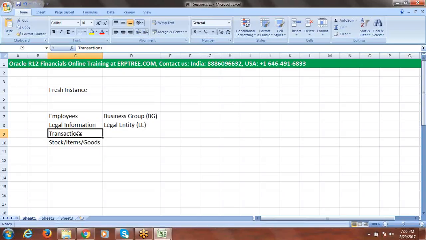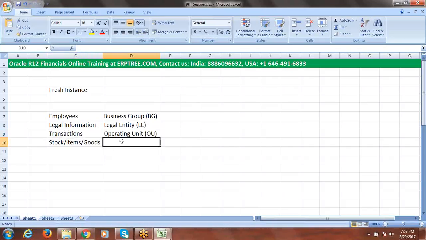Let's go with a very simple point now. To maintain day-to-day business transaction information in the system, we have to create the environment called operating unit. Call it OU. We have to create the operating unit concept in the system. Within the business group you can maintain the employee information. With the concept called legal entity, you can maintain the registration information. And with the concept called operating unit, within the operating unit only you can record the business transaction.